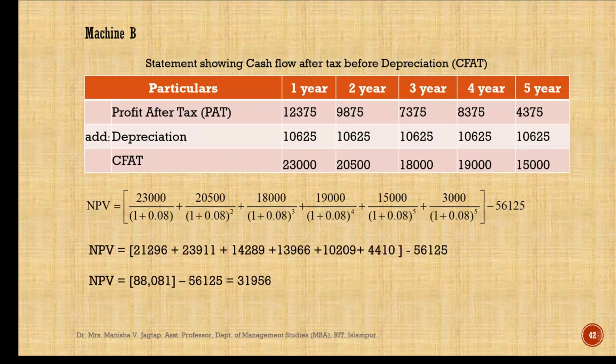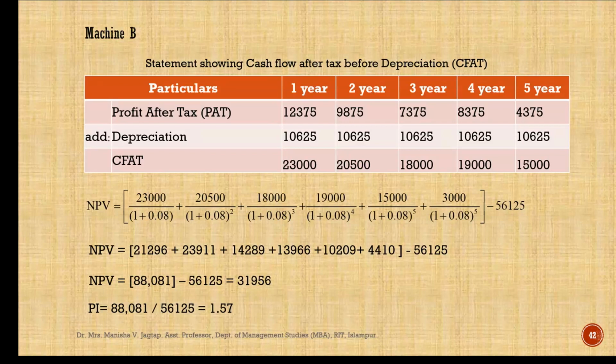Thus, the net present value of machine B is 31,956. Next is PI. By applying the formula, we arrive at a PI of 1.57.